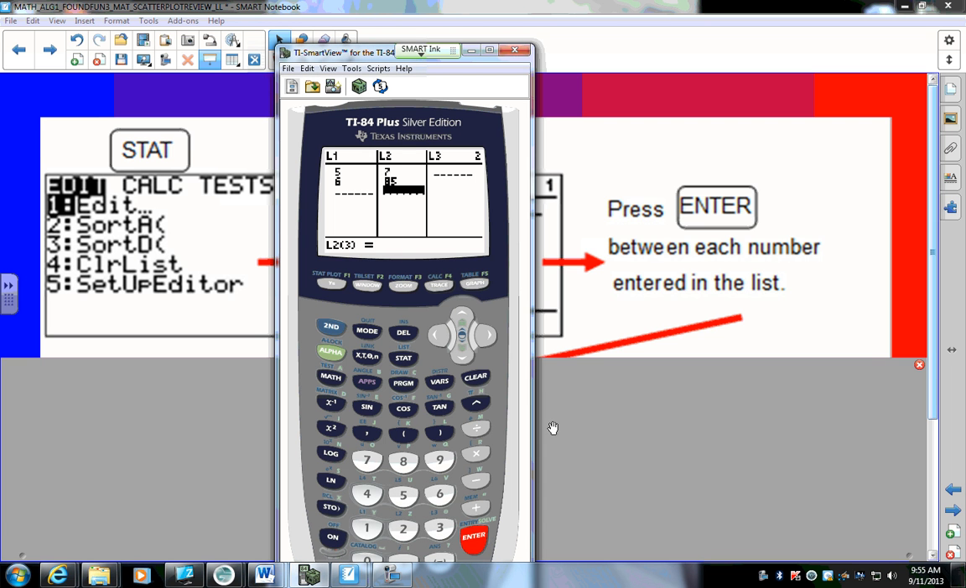Now, look here. Here's my warning. See how the dotted lines are right here next to each other? Make sure you have the same amount of points in L1 and L2. Otherwise, when you go to graph it, it's going to tell you error.